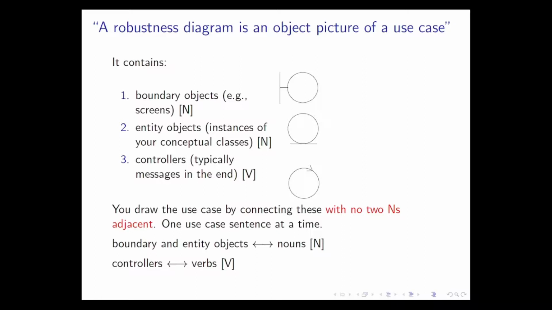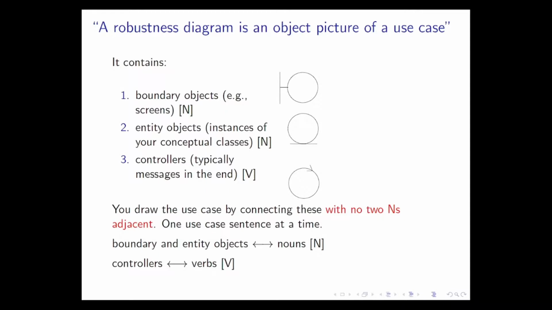So what is a robustness diagram? The best way to think about it is that it's an object picture of a use case. And let's look at the elements of it first of all. It has three different kinds of elements: boundary objects, entity objects, and controllers, shown by those three symbols there. So boundary objects are objects that are part of the boundary of the system. They support the interaction between your system, the system under development, and outside entities, for example, the humans or the other systems that have to interact with it.